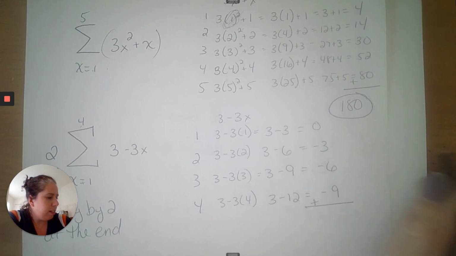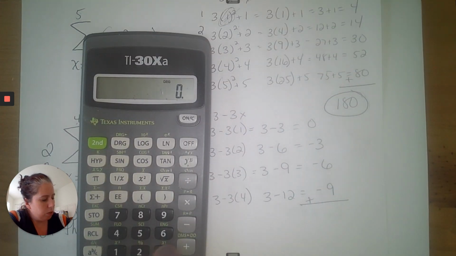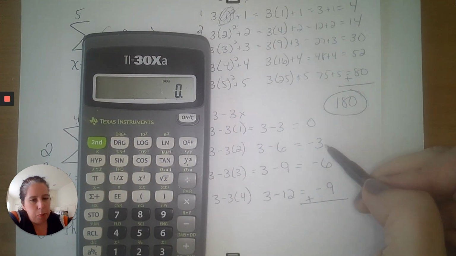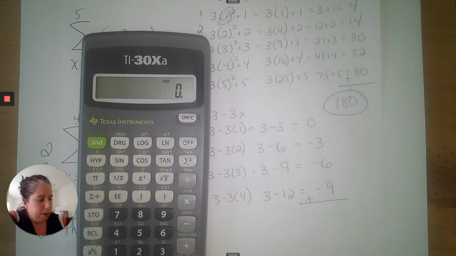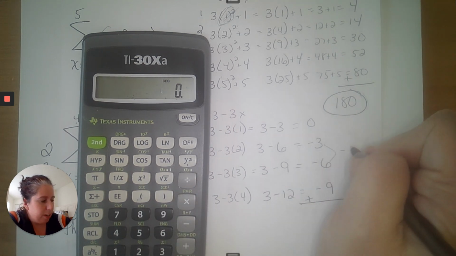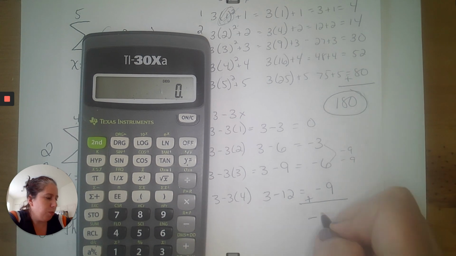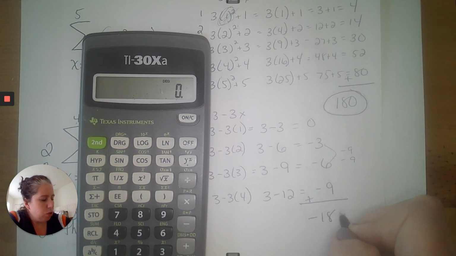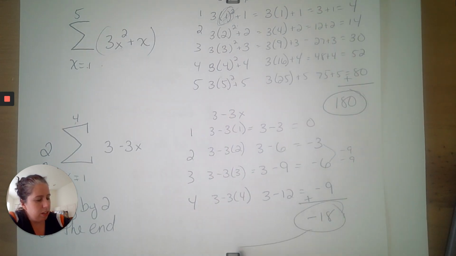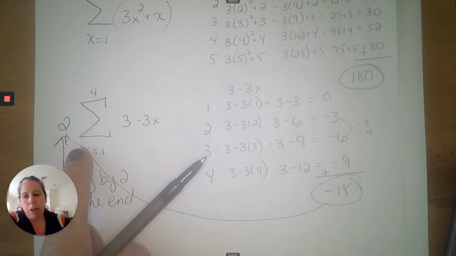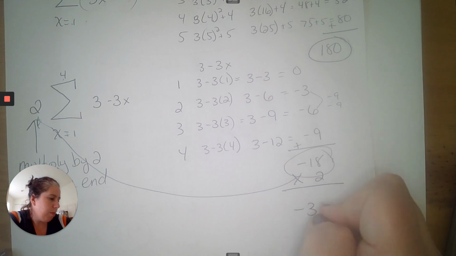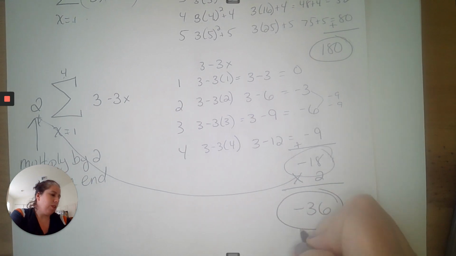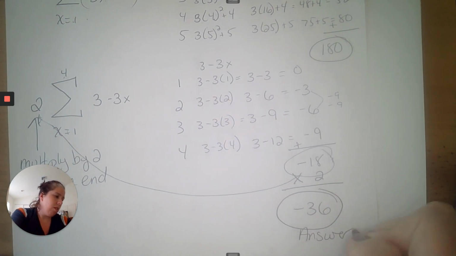Okay, so I'm going to add these up. Okay, so 0. Now, remember, you can really just subtract them, right? So 0 minus 3 minus 6 minus 9. If you want to add them, that's fine. But this is actually negative 9, right? Negative 9 and negative 9 gives me negative 18. Now, what you're going to do is take this negative 18 and multiply it by that 2. So we're going to go negative 18 times 2, which gives me negative 36. That's your answer.